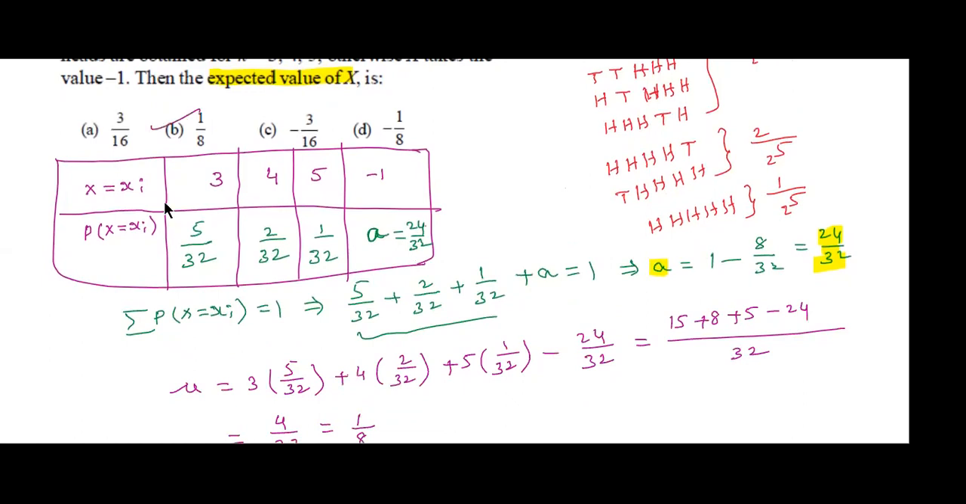Which option is correct, students? Second option. Students, have you understood how to take the random values already given? 3 consecutive heads means 3. 4 consecutive heads means 4. 5 consecutive heads means 5. Other than that, random value -1 is given. And how to find the probabilities also? Observe. This is an easy question only, but we need to identify the probabilities. That is the difficult part here.